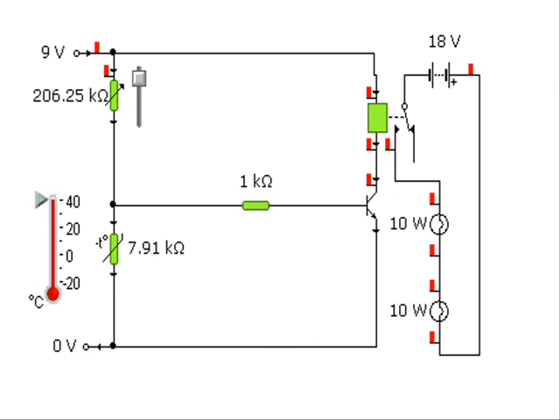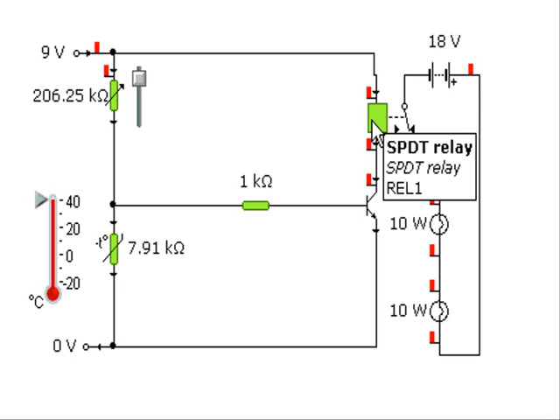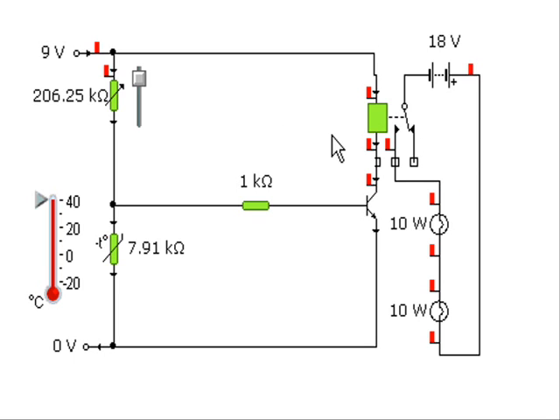The last component we need to look at with the transistors is the relay. This is a single pole double throw relay. There's a single pole, and here's the double throw. Now, there's a 9 volt supply on the control circuit, and there's an 18 volt supply on the relay. Now the relay could be switching 240 volts here. The relay lets you switch between a low voltage control circuit and a high voltage output circuit. That's its function. So let's see what happens when the temperature drops. Right, lights switch on, temperature goes up, the lights switch off.